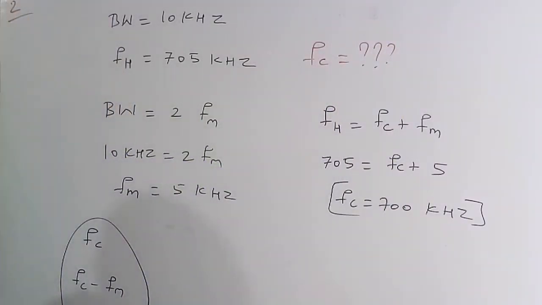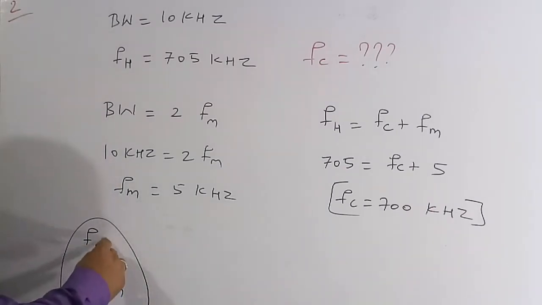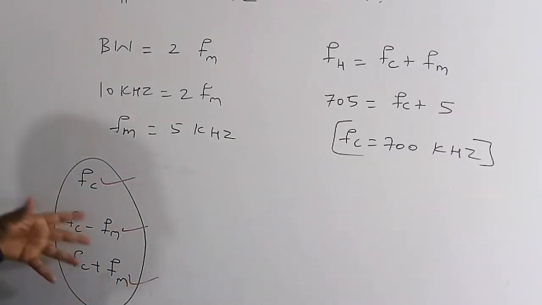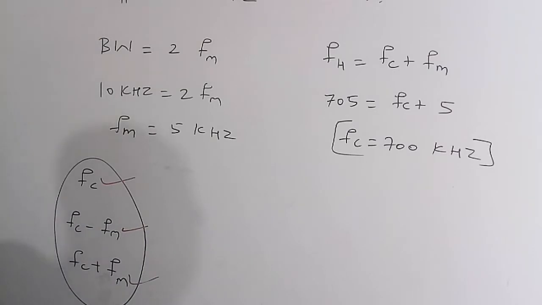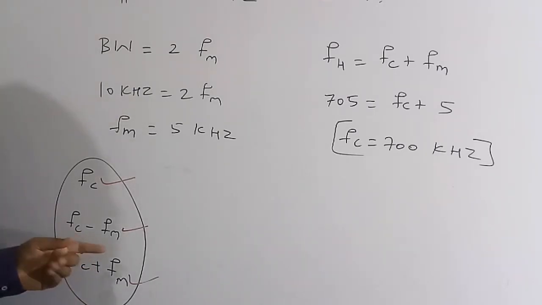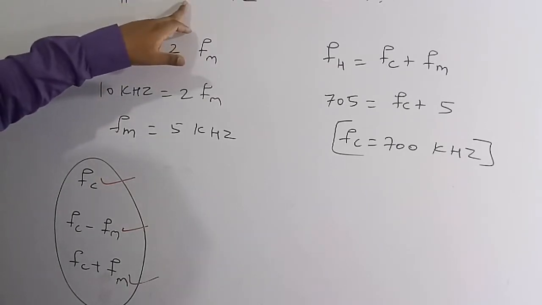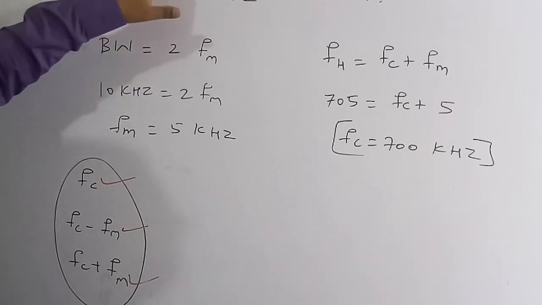So if you see carefully, the frequencies which are present in this amplitude modulation signal are Fc, Fc minus Fm and Fc plus Fm. These are the only three frequencies which are going to be present in the amplitude modulation signal. Out of this, the minimum frequency is Fc minus Fm and the maximum frequency is Fc plus Fm. So in the question, the maximum frequency is 705 kilohertz and the bandwidth is 10 kilohertz.